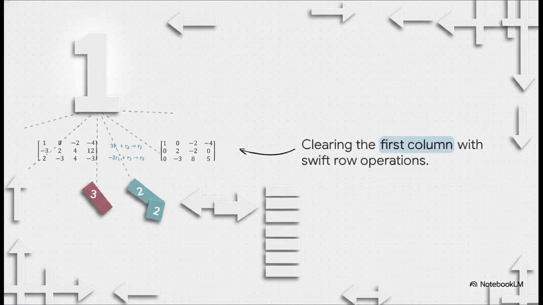With our top left 1 completely secured, we can execute some swift row operations to clear out the numbers below it. We've got a -3 and a 2 sitting in that first column. So we multiply row 1 by 3 and add it to row 2. Then we multiply row 1 by -2 and add it to row 3. And boom, the entire first column beneath our pivot point is instantly zeroed out. The board is already looking drastically cleaner, right?